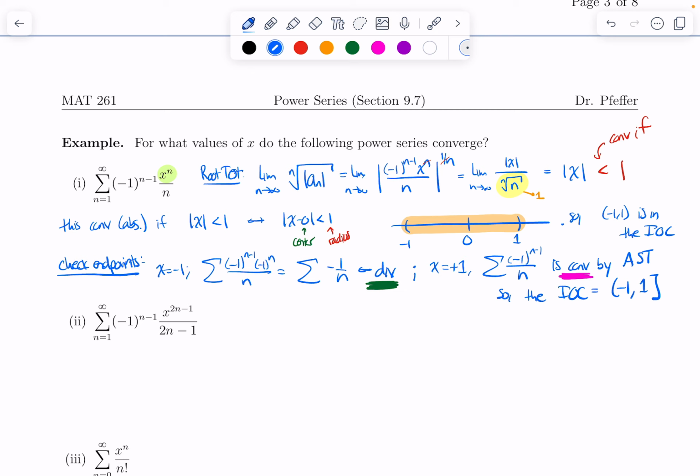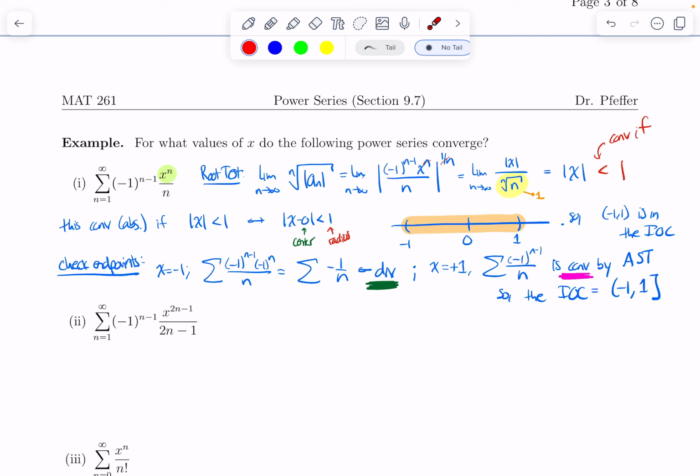And this becomes the main process for doing this. It's mostly just apply the ratio or root test, interpret that as the geometric understanding of distance, then check your endpoints separately.